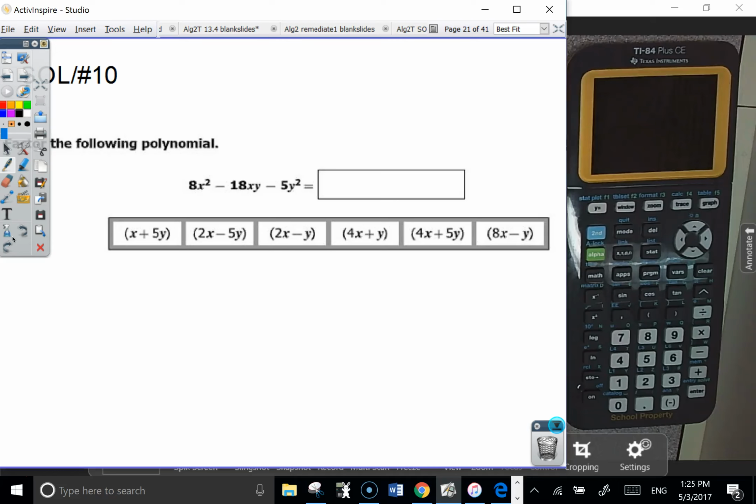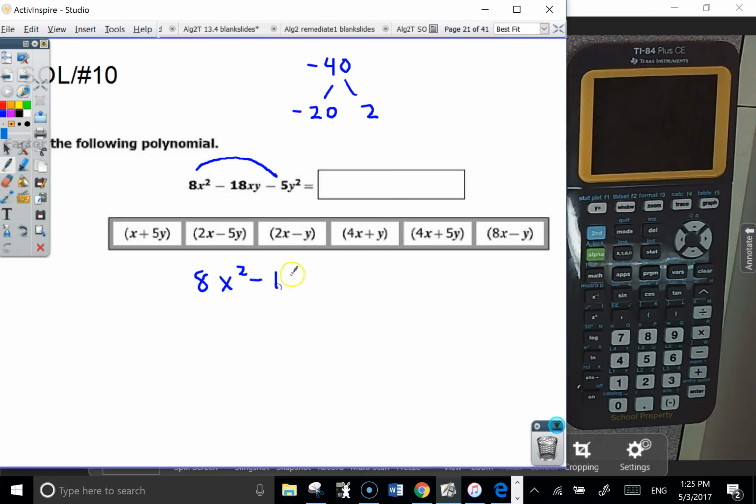If we were going to do this just with the math, remember I have to go 8 times negative 5 is negative 40. Are there factors of negative 40 that add up to negative 18? Yes. Negative 20, positive 2. Right? What do we do with those two numbers? You split up the middle term.